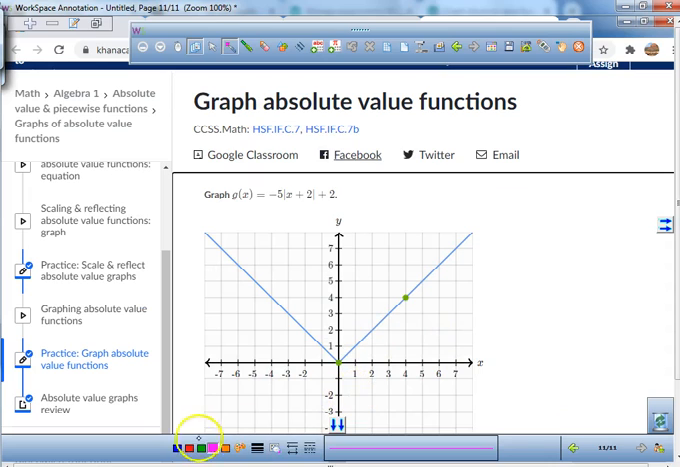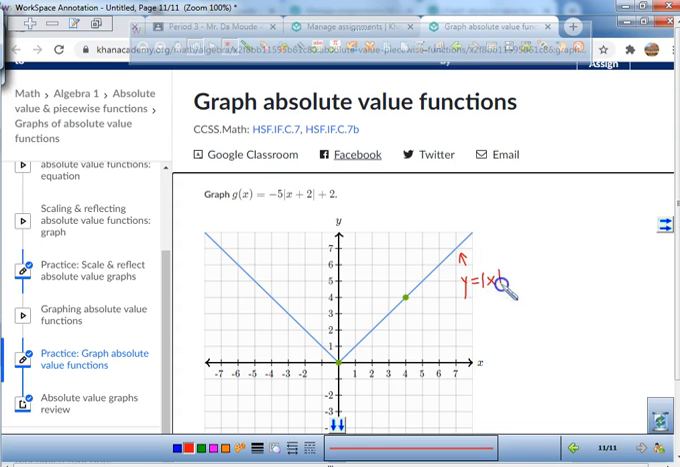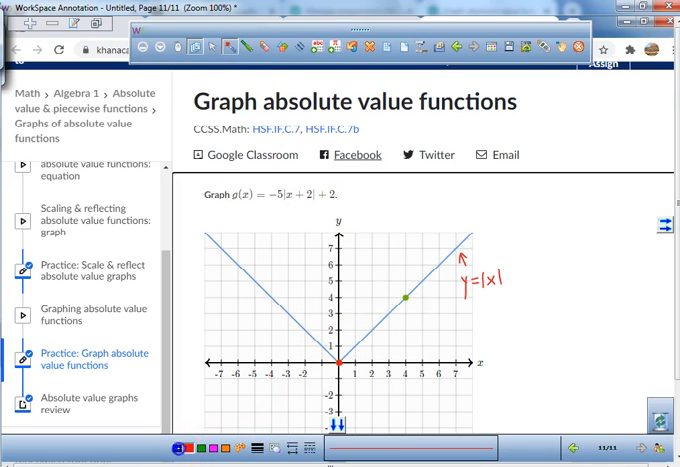Whenever you start out, they always start out with the graph being y equals the absolute value of x. So you always know the vertex is going to be at 0, 0. Okay? Now this particular equation is going to tell me a lot of different things. So we're going to talk about what each of those things are, and then we're going to go ahead and start graphing these.